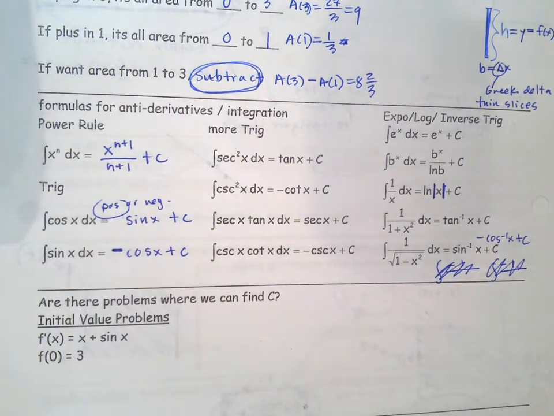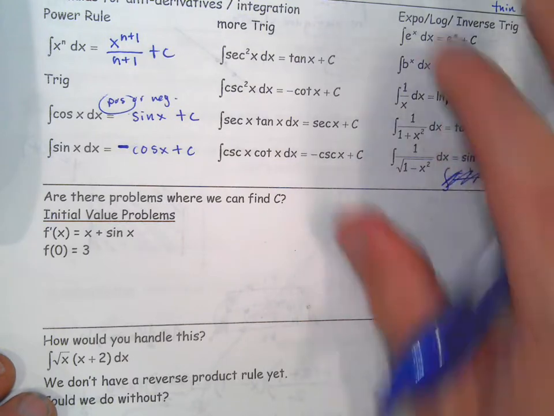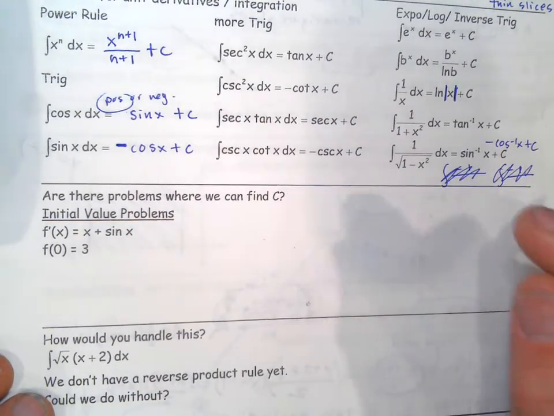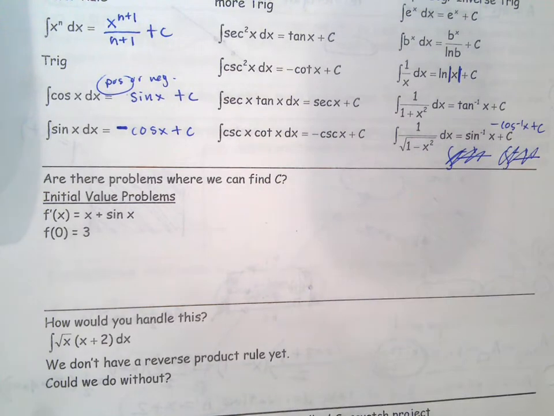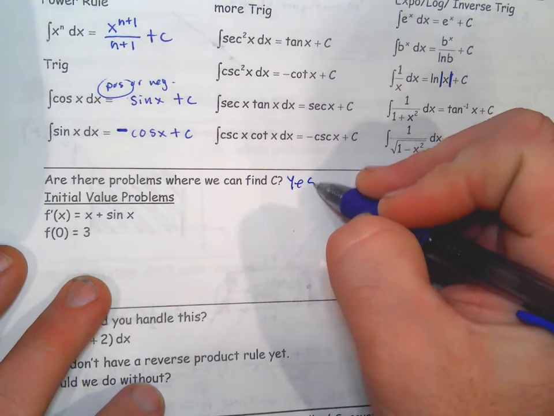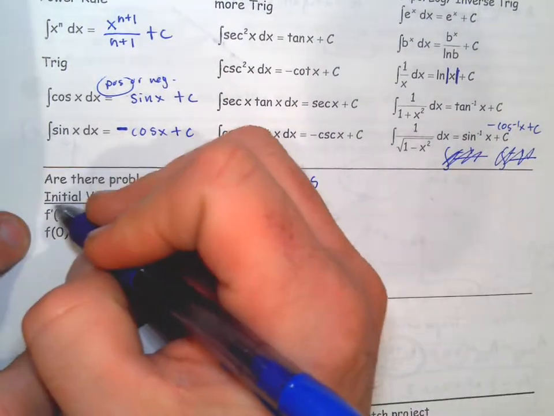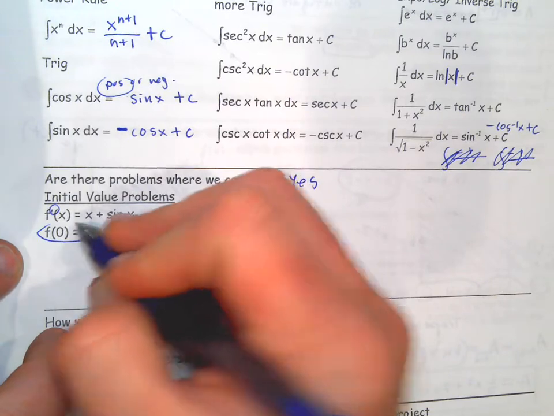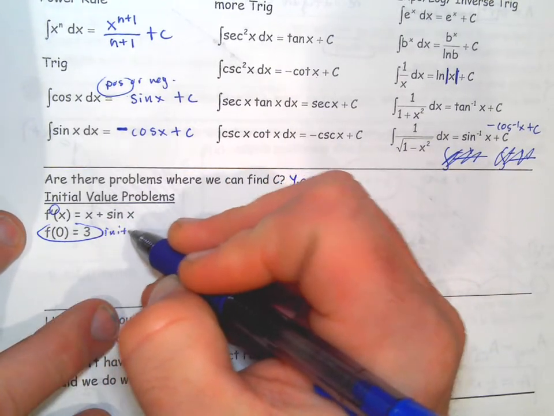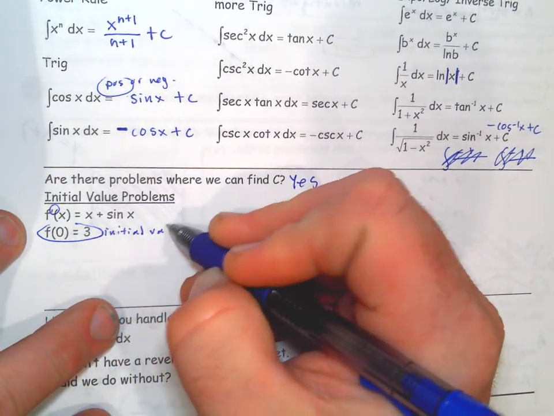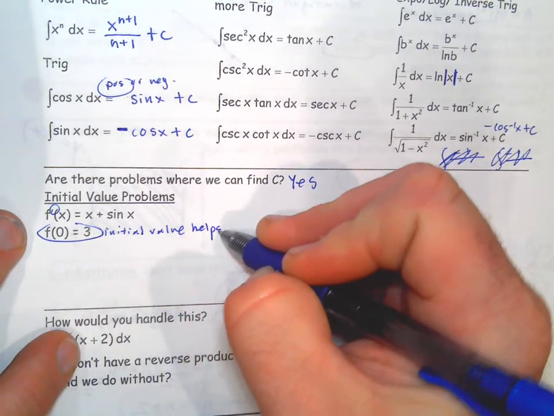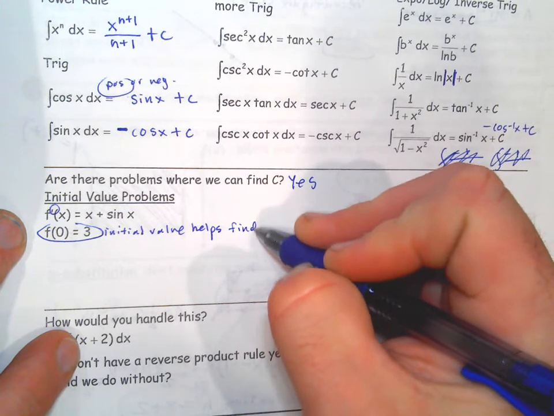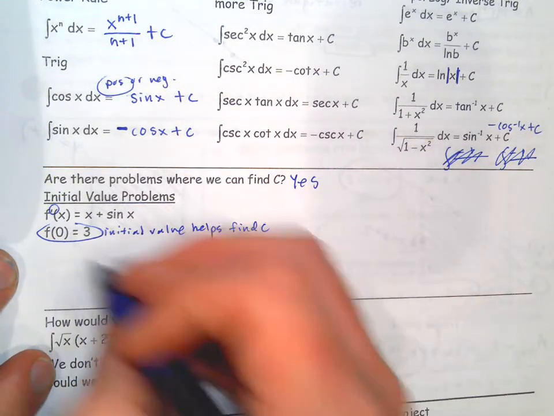Okay, now all these answers have C's in them, right? So are we ever going to have answers that don't have C, or where we can find what C should be? And the answer is yes. Those are called initial value problems. So here I have a derivative, but I have an initial value, some value on the original graph. And this helps find C.